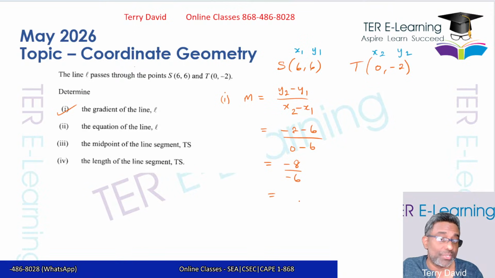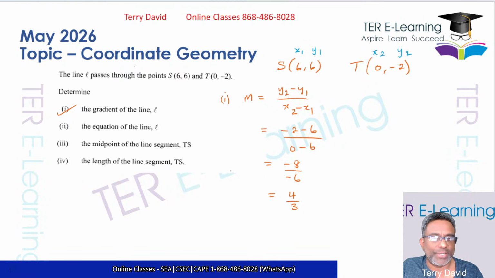So this could be reduced. So in this case here, it'll be 4 over 3. So the gradient of this line L here is going to be 4 over 3. So that's part 1. Part 2, they said they want the equation of L.